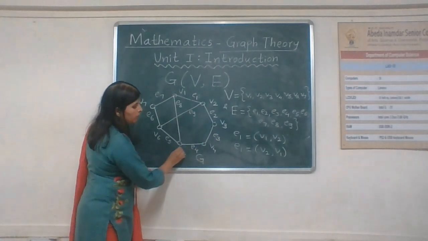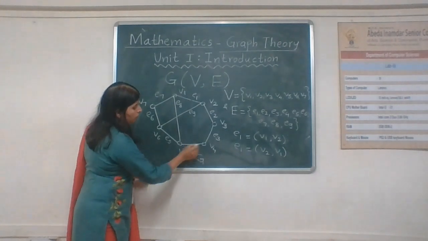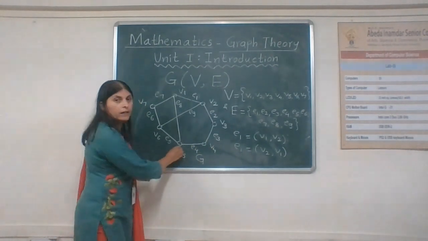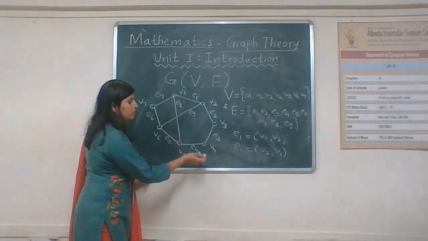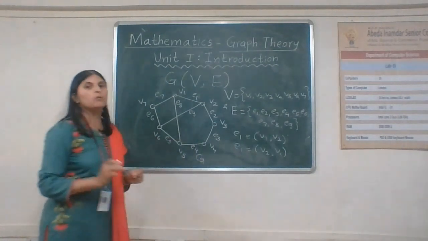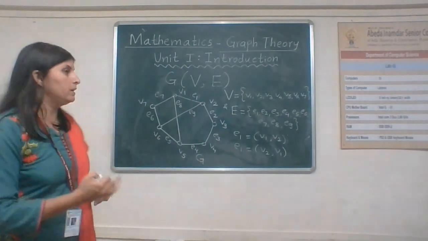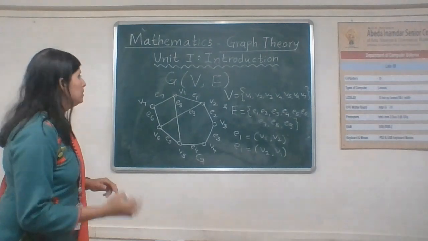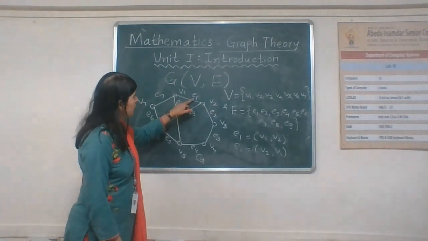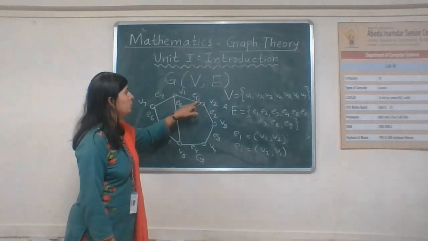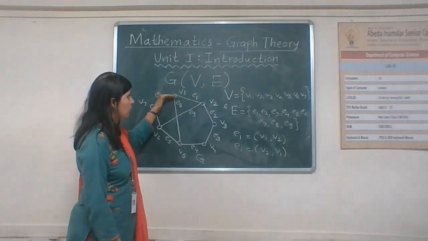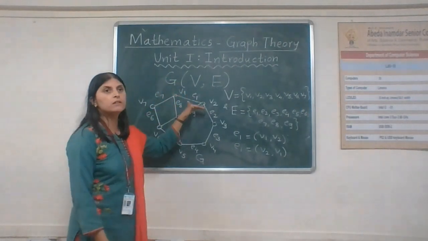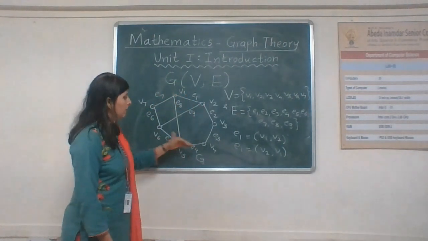E4 connects V4 and V5. So V4 and V5 are end vertices of E4. That means V4 and V5 are neighbors or adjacent vertices. In the same way, when E1 connects V1 and V2, we say that E1 is incident on V1 and E1 is incident on V2.